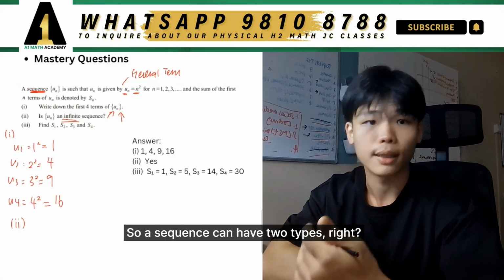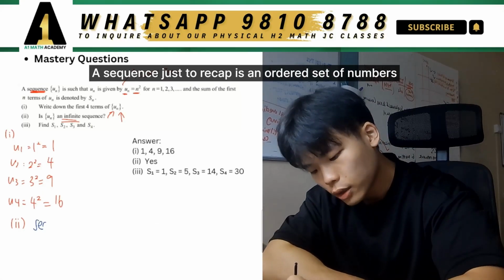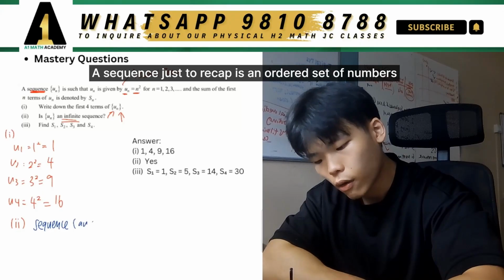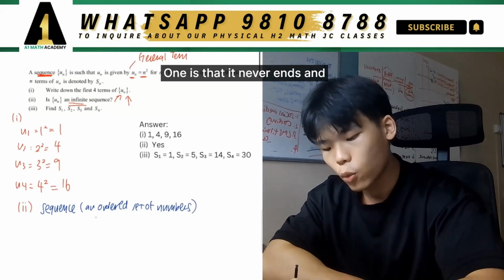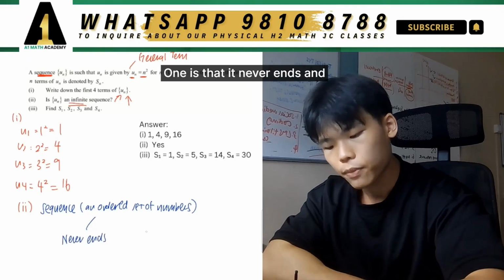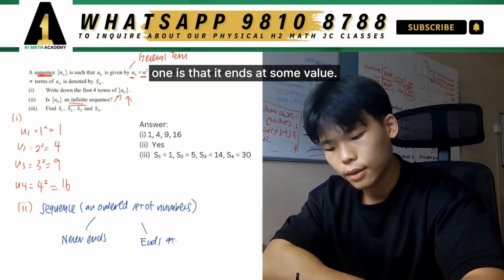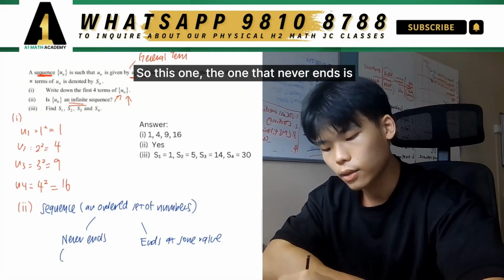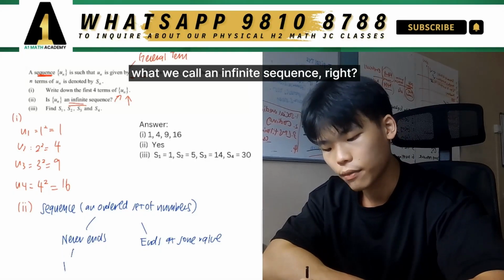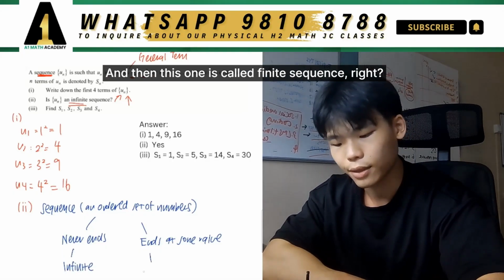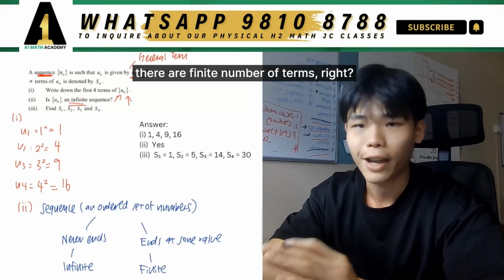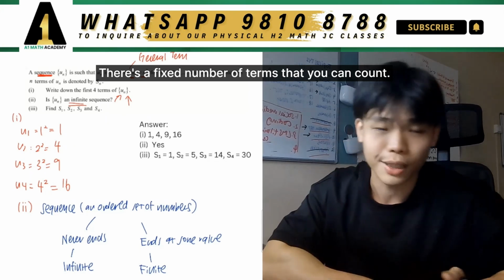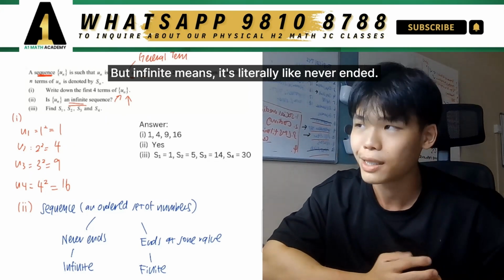So a sequence can have 2 types, right? I'm just going to write here. A sequence, just to recap, is an ordered set of numbers. And an ordered set of numbers has 2 types. One is that it never ends, and one is that it ends at some value. The one that never ends is what we call an infinite sequence, and this one is called a finite sequence. You can think of finite as meaning there are a finite number of terms, a fixed number of terms that you can count. But infinite means it's literally never ending.